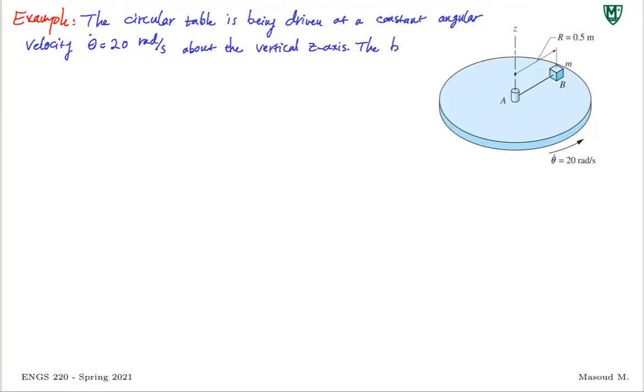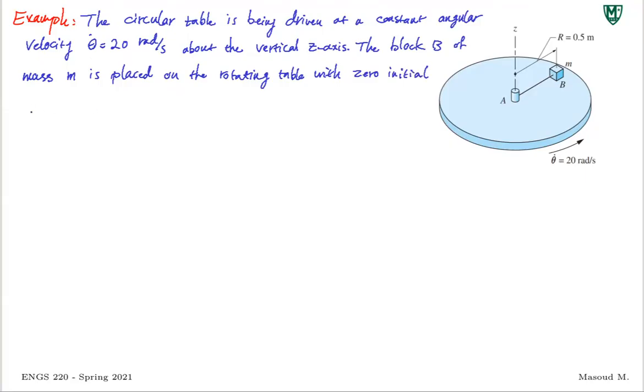We're told that the block B, of mass m, let's just keep it that way, mass m is placed on the rotating table with 0 initial velocity. All right.